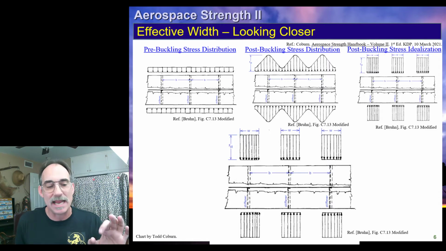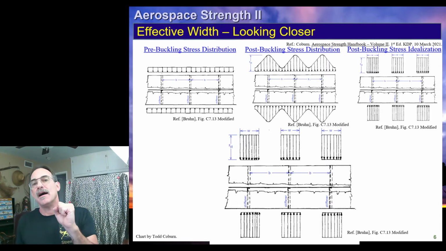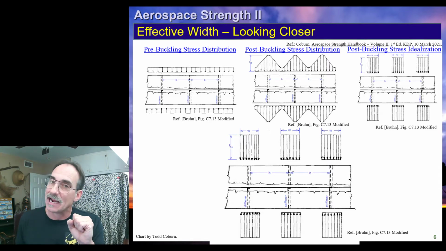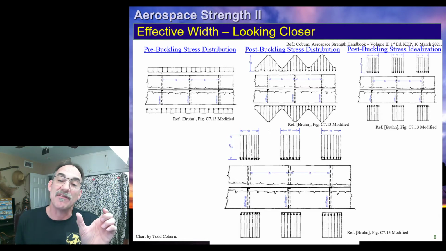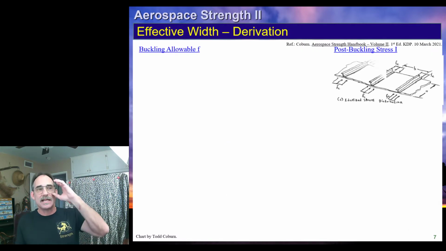So that is how we're going to approximate the behavior of the skin-stringer structure, and any structures like that where we have lump-like members carrying axial load or bending and some amount of thin skin that may buckle out at a low load. Okay, so let's derive this.